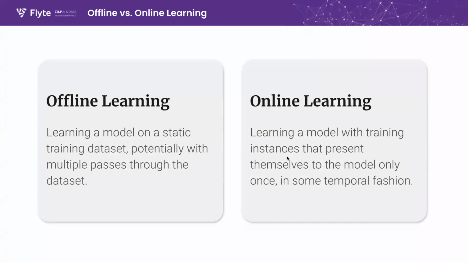So you have a static training data set. You train a model on that, potentially with multiple passes through it. And then you deploy it, if even, and you might refresh that data set and retrain. It's up to you how often you do that. Whereas with online learning, the default setting is that you're getting data in at some relatively fast frequency, and I guess that also depends on the use case. But generally, the model only sees each training instance once in some temporal fashion.